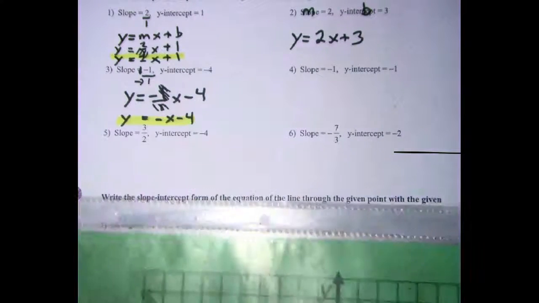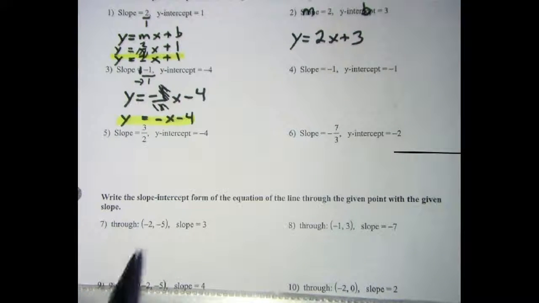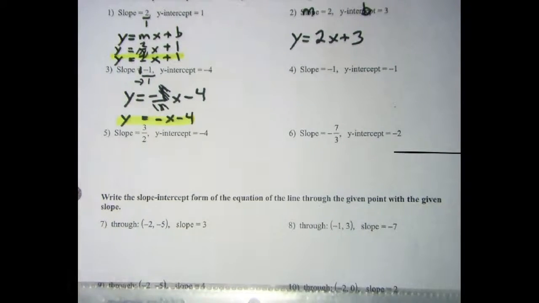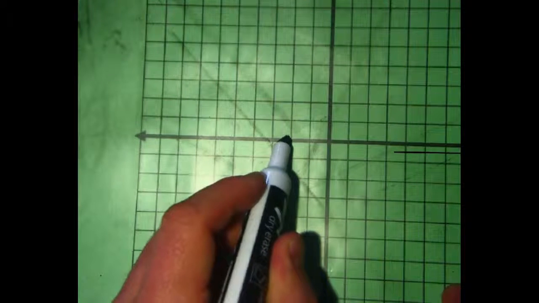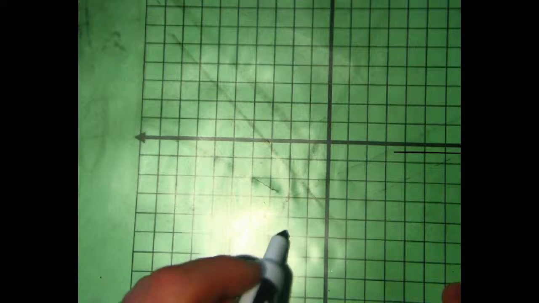Well, let's just keep going actually. Don't want to waste too much time. So let's go down to number 7 now. Let's graph that. So you notice how they don't give us the y-intercept, they give us a point. So let's graph -2, -5. So negative from the center, -2 would be 2 to the left, and then down 5. 1, 2, 3, 4, 5.